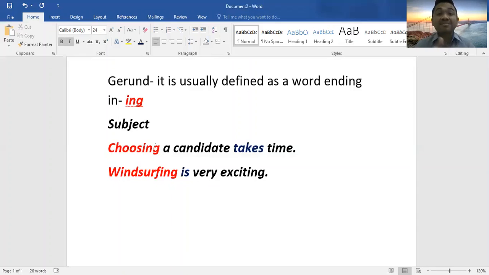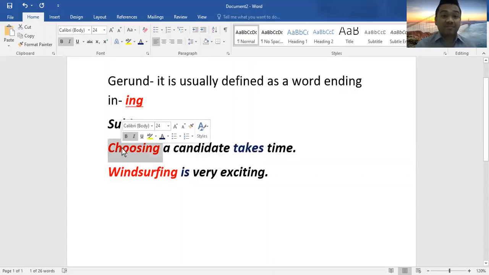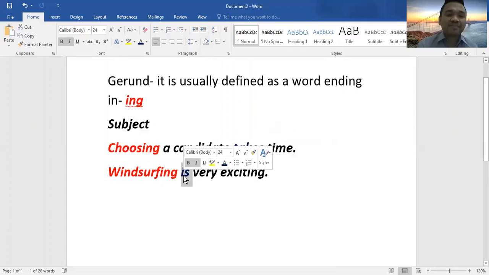Again, if the gerund comes first before the verb, that is a subject. So here, this is the gerund, and this is the verb. "Windsurfing is..." Now, this is a subject. Why? Because the gerund comes first before the verb "is." Okay? So, like I said, when can we identify that the gerund is a subject? Just simply because the gerund comes first before the verb. So that's how it is.